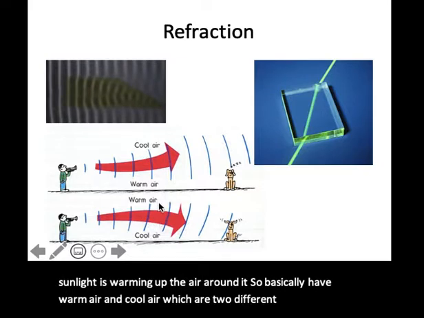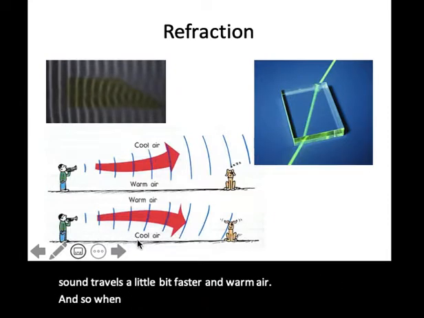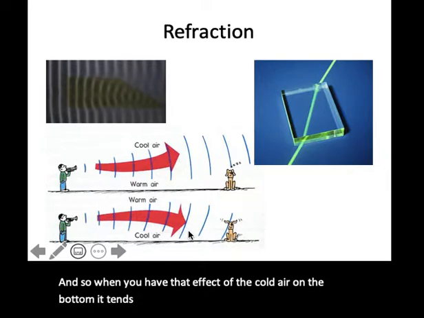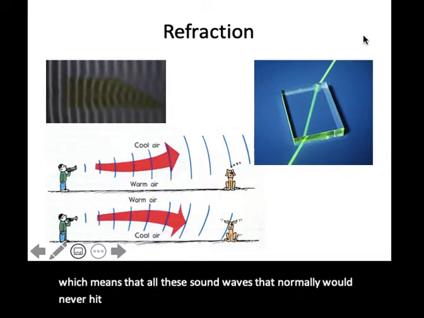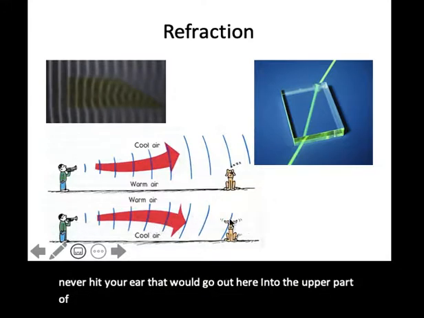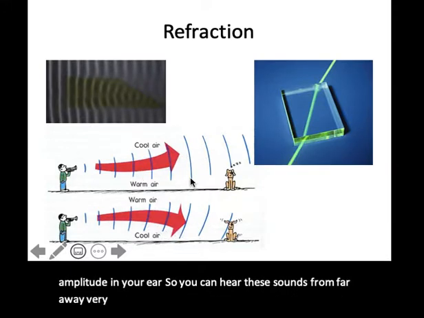Sound travels a little bit faster in warm air. And so when you have that effect of the cold air on the bottom, it tends to refract the sound towards the ground, which means that all these sound waves that normally would never hit your ear, that would go out here into the upper part of the sky, they get refracted in, and you get an increase in amplitude in your ear. And so you can hear these sounds from far away very clearly. Of course, the opposite is true, and the opposite effect.